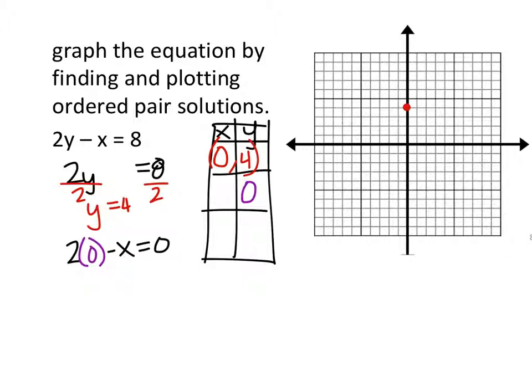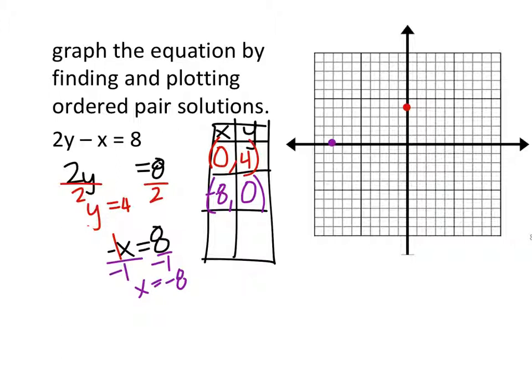2 times 0 is 0, so I can just kind of make that a phantom 0 right there. And I've got negative x equals, sorry, that's supposed to be an 8 right there. Now we should look at that as -1, so we'll divide both sides by -1, and I get x equals -8. So I've got the point -8, 0 right here, which we can put on the graph.